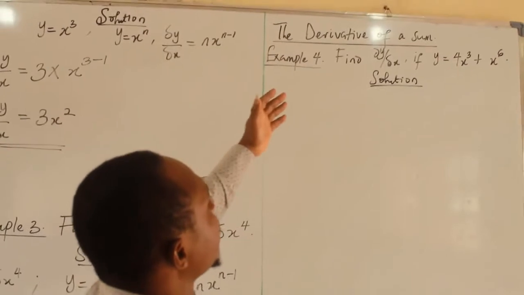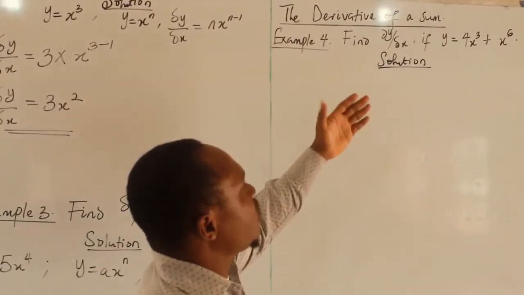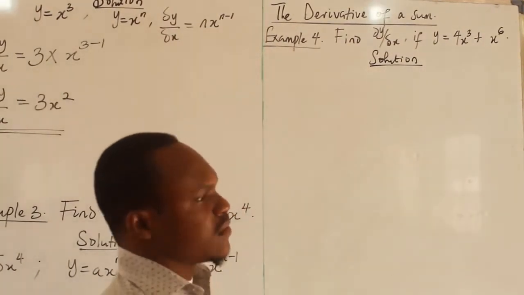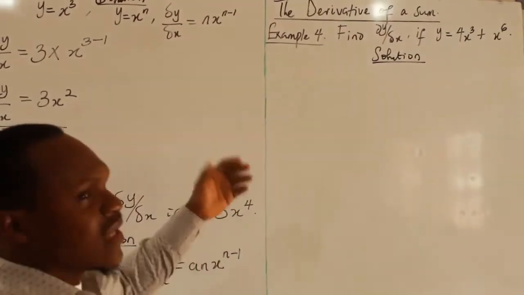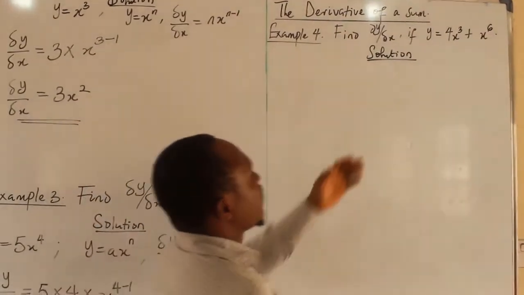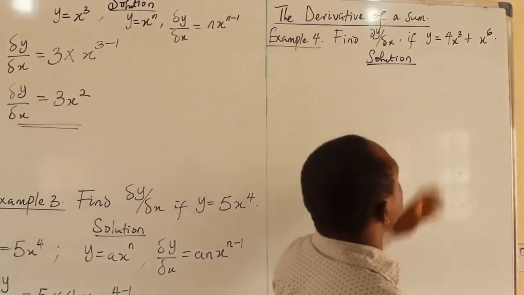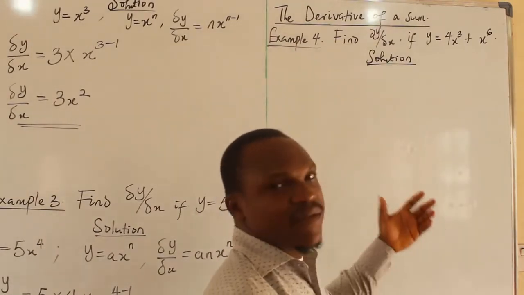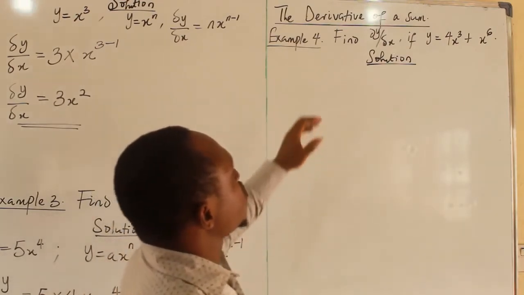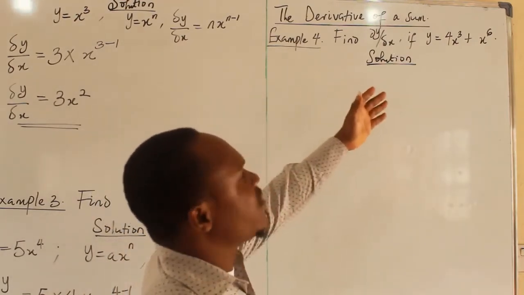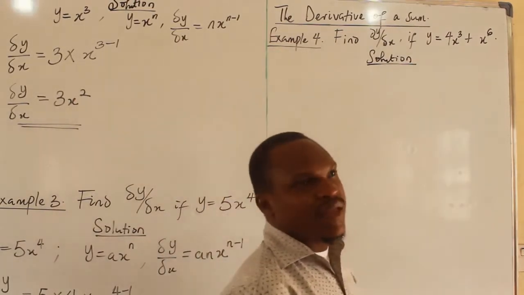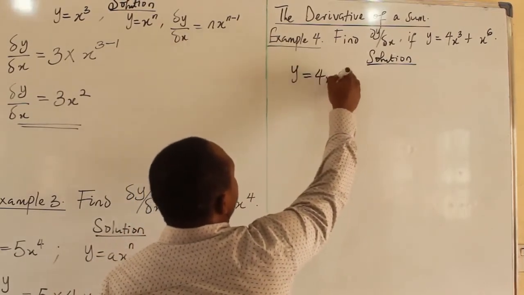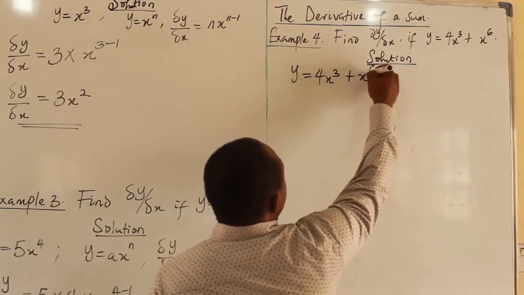It says, find dy over dx if y is equal to 4x raised to the power 3 plus x raised to the power 6. When I say the derivative of a sum, if you look at the value of y, we have two independent terms. We have 4x raised to the power 3, and we also have x raised to the power 6. And they are asking us to find the derivative of y with respect to x. So we have y is equal to 4x to the power 3 plus x raised to the power 6.